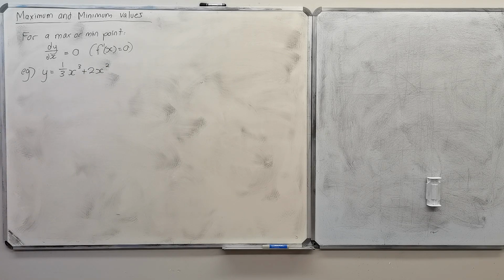Distinguishing between them means that when you calculate these 2 points, your turning points, which one is your maximum, which one is your minimum? That's what they want you to do. So how do we do this? Let's start.